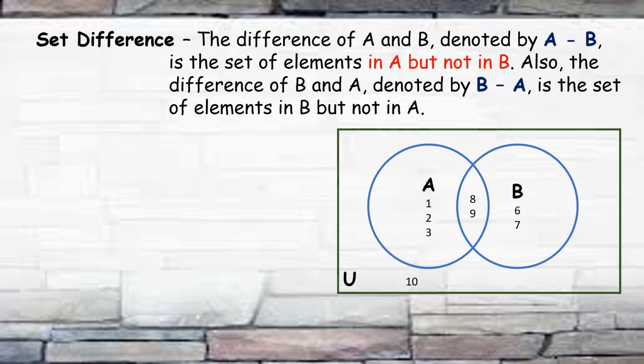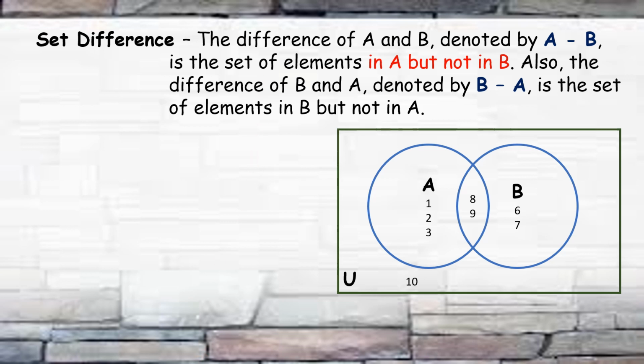Set difference. The difference of A and B denoted by A minus B. So, kaya nga siya tinawag na difference. So, A minus B is the set of elements in A. Nasa A siya, but not in B. Also, the difference of B and A denoted by B minus A is the set of elements in B but not in A. Okay, so it's just the same kung alin lang ang mauuna.